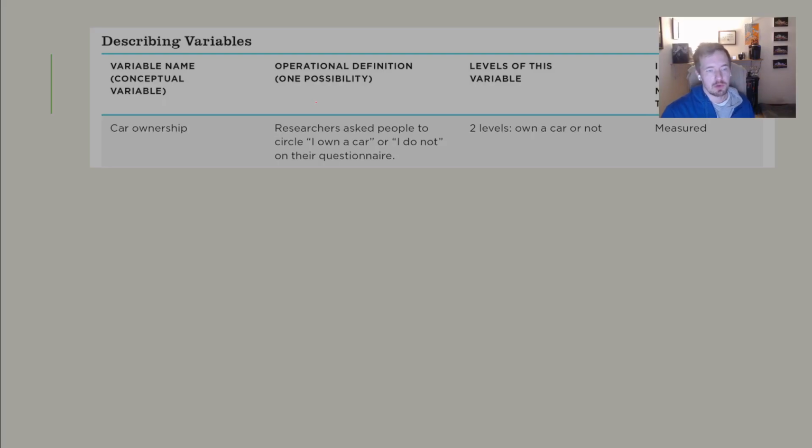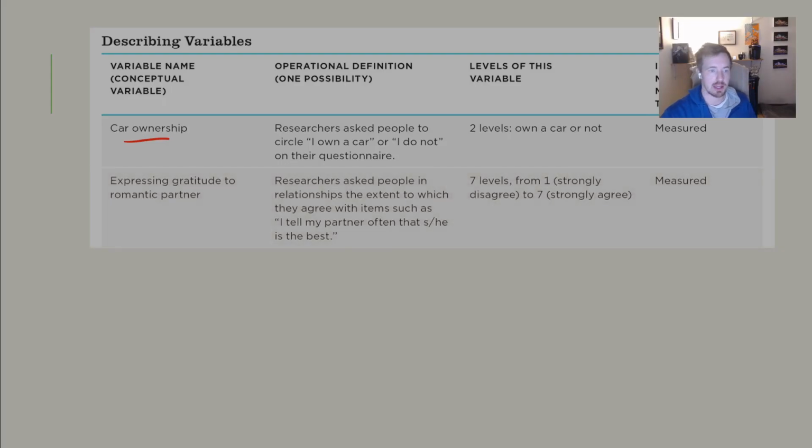So this table I included in the lecture slides, you can kind of see here. So let's say car ownership. Car ownership is kind of a weird variable to measure, right? How might you measure car ownership? Well, one way that I might do that is I might just straight up ask you on a questionnaire, do you own a car? Yes or no? And that is a way of measuring car ownership, because I'm taking something that's abstract and I'm turning it into something that you and I can measure. I can give you a questionnaire and you can respond to it.